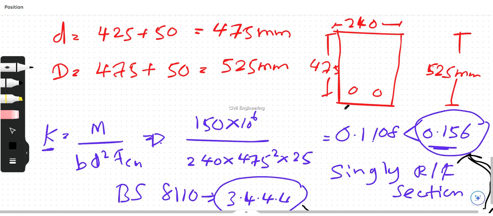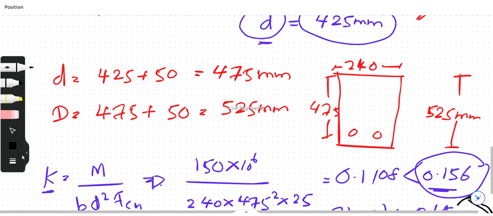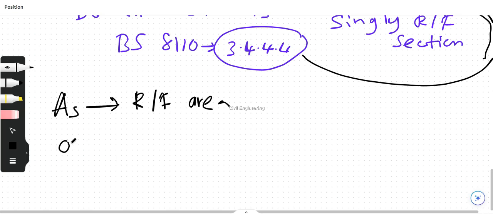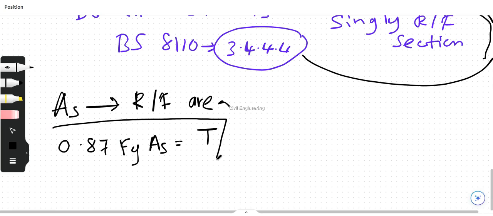For the requirement of steel, or the reinforcement area, as we know that the tensile force is equal to 0.87 f y A s, we can calculate the total tensile force by using this equation.